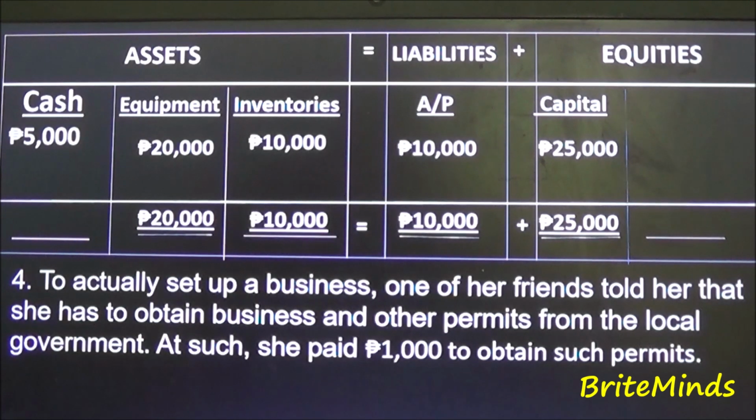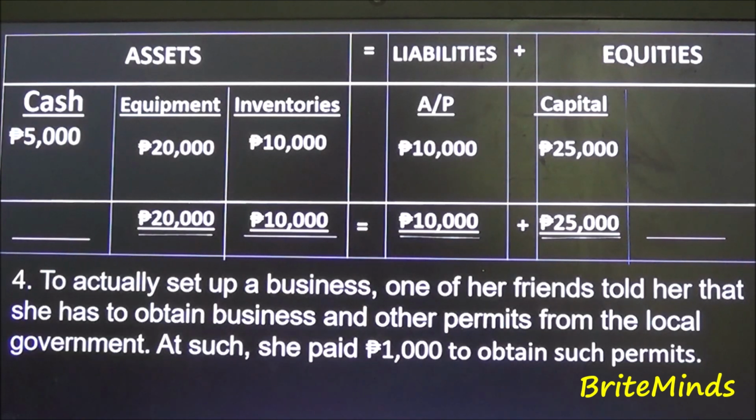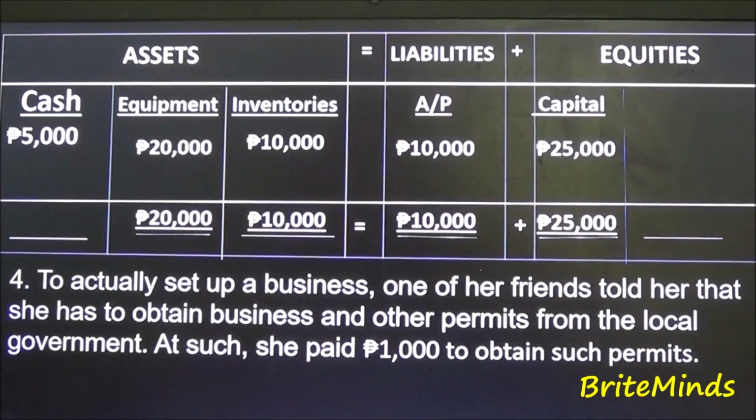The transaction says that Rose paid 1,000 pesos to obtain such permits. So what accounts will be affected in the accounting equation? She paid 1,000 pesos, so it will be cash. We can see here, in parentheses, 1,000 pesos. And then on the right side of the equation, what will be the accounts that will be affected by the transaction?